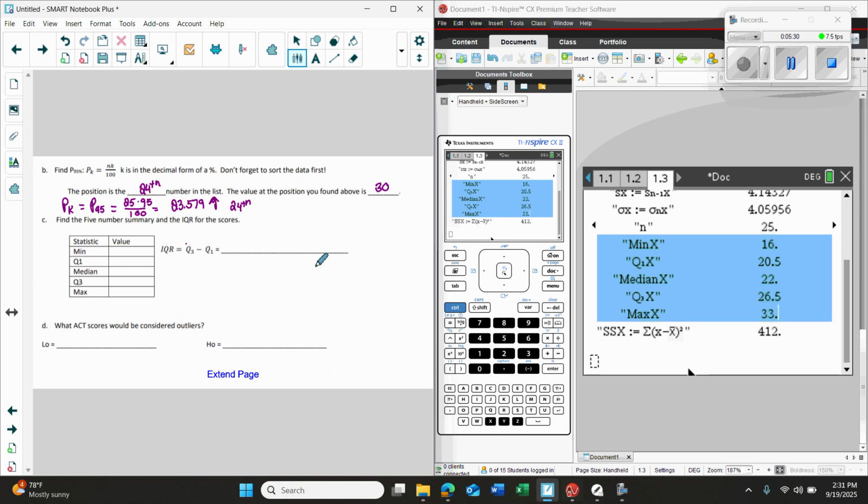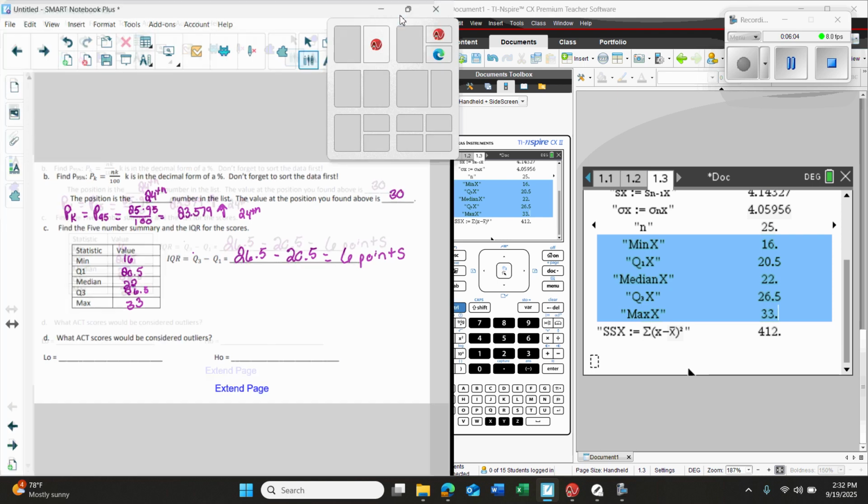So our minimum is 16. Our quartile 1 is 20.5. Our median, which is our x-squiggly, as I always call it, is 22. Our Q3 is 26.5, and our max is 33. Which means our IQR, which is quartile 3 minus quartile 1, is 26.5 minus 20.5, which is a grand total of 6 points. So 50% of the data lies within 6 points of itself.